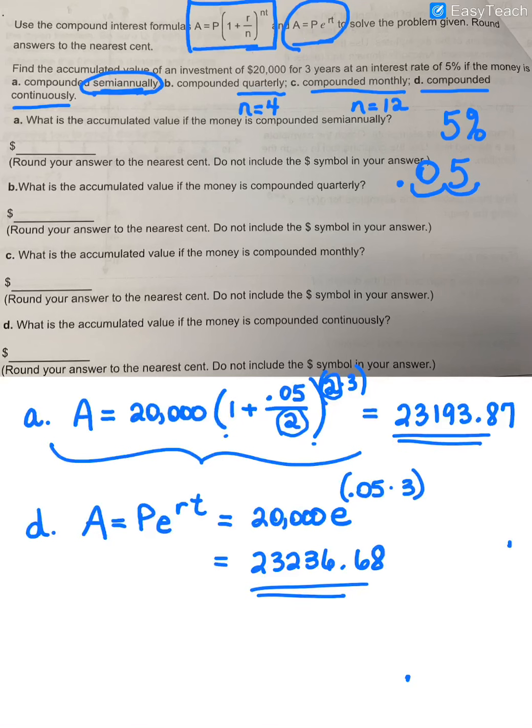And what you should notice is the more often interest is compounded, the more you should have in the end. So obviously semi-annually is not going to be as much as quarterly, which is not going to be as much as monthly, and then that's not as much as continuously. So the more often it's compounded, the more money you have in the end.